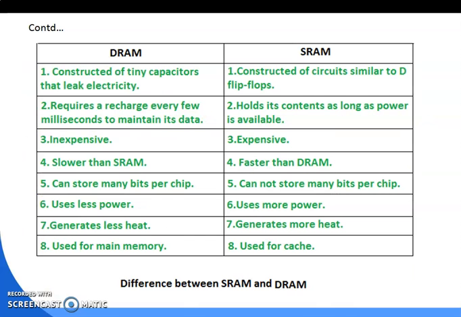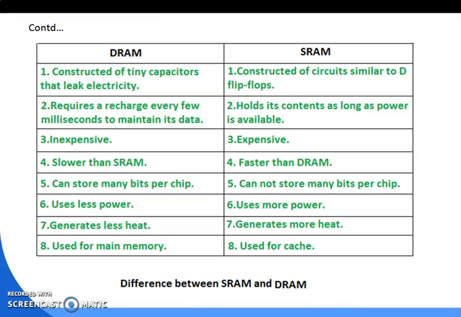And this is the difference between SRAM and DRAM. Look, first, DRAM is constructed of tiny capacitors that leak electricity. In the dynamic RAM, obviously there is a capacitor that leaks electricity. But in case of SRAM, there is no capacitor concept. It is constructed of circuits similar to D flip-flops, using the latches of a D flip-flop and only using transistors.